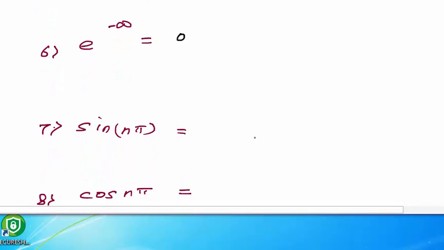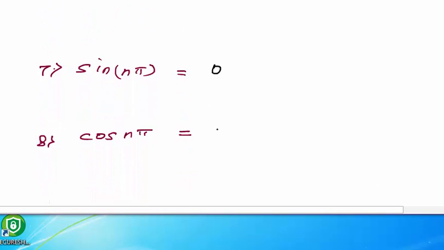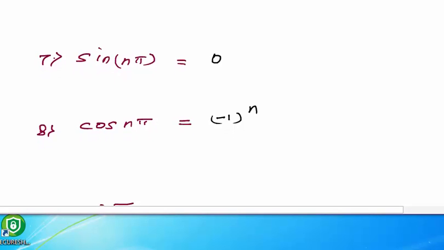Sin n pi is always going to be 0, and cos n pi is going to be minus 1 raised to n. Now sin n pi is 0 means sin 0 is 0, sin pi is 0, sin 2 pi is 0, sin 3 pi is 0. Here n is any integer. And cos n pi is minus 1 raised to n. So when I say cos 0, the value of n is 0, therefore minus 1 power 0, I will get the answer as 1. When the value of n is 1, it will be minus 1 power 1, which gives me the answer as minus 1, and so on.